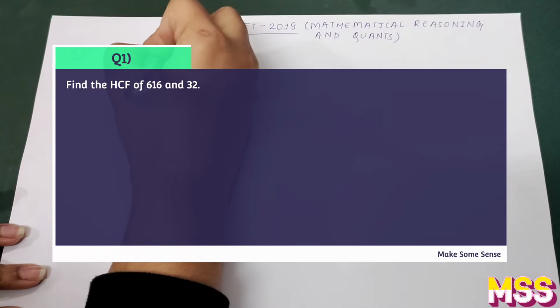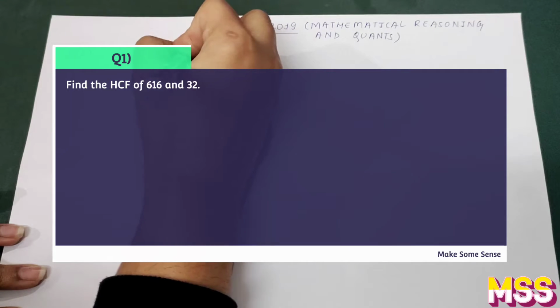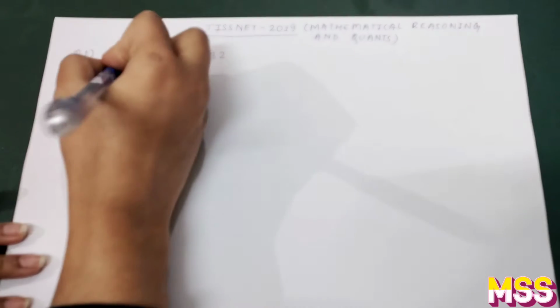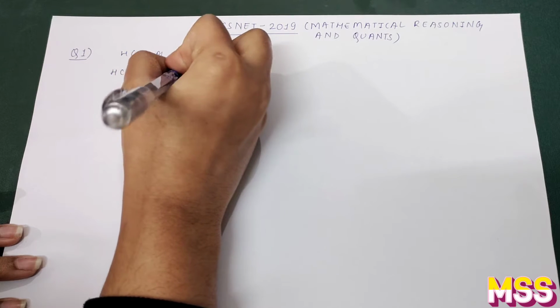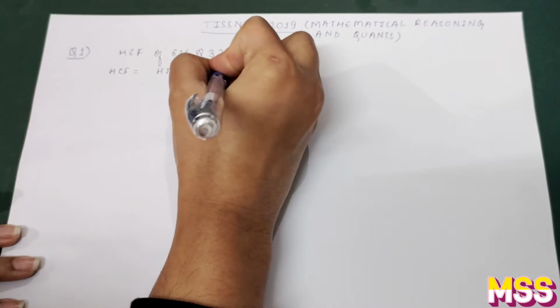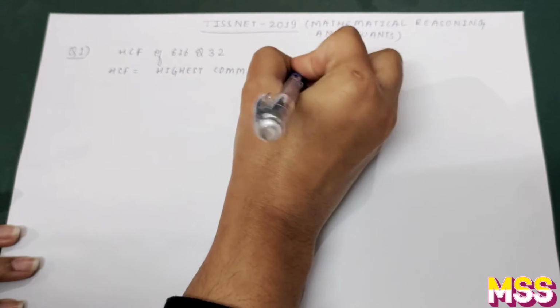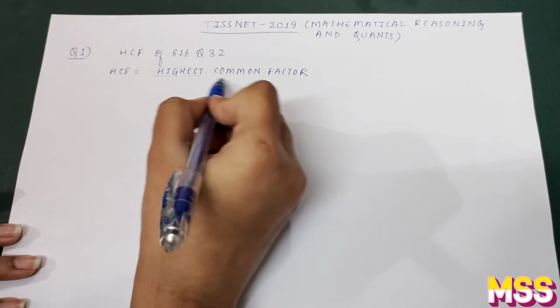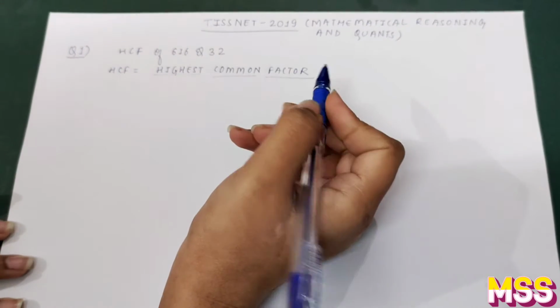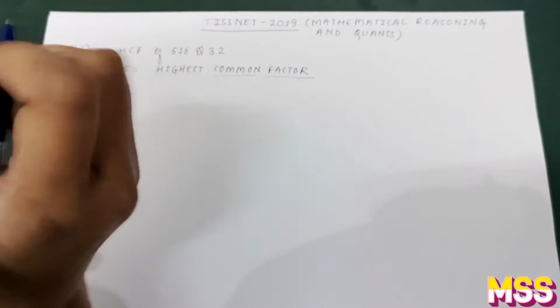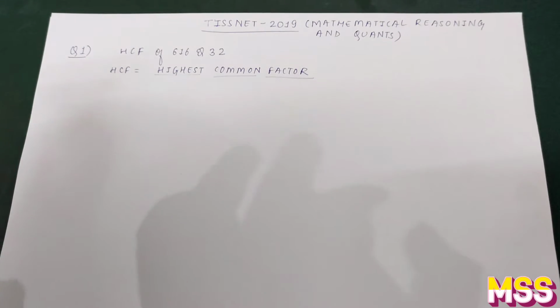According to question number 1, we have to find the HCF of 616 and 32. Now we know what HCF means. HCF stands for the highest common factor. We all know the full form, but what does that mean? It means we have to find the factors, then find what is common in both the numbers, and then find the highest. Obviously, the highest which is common in both the numbers, right?